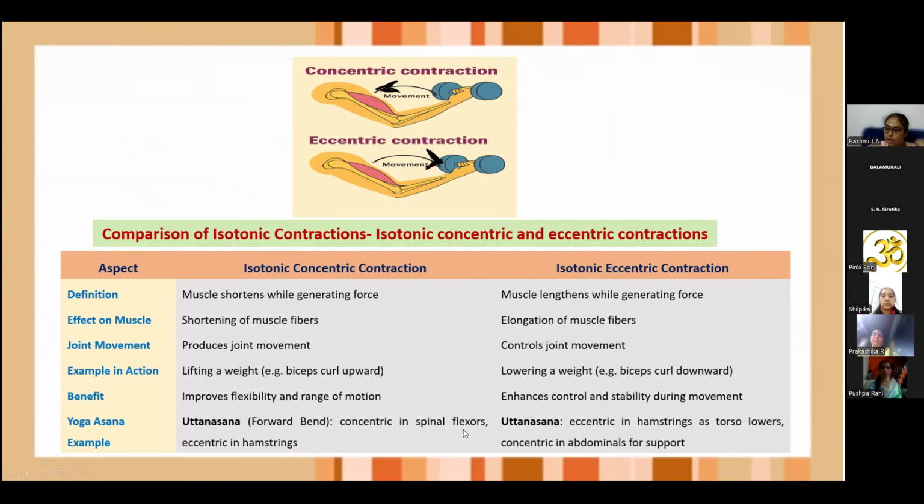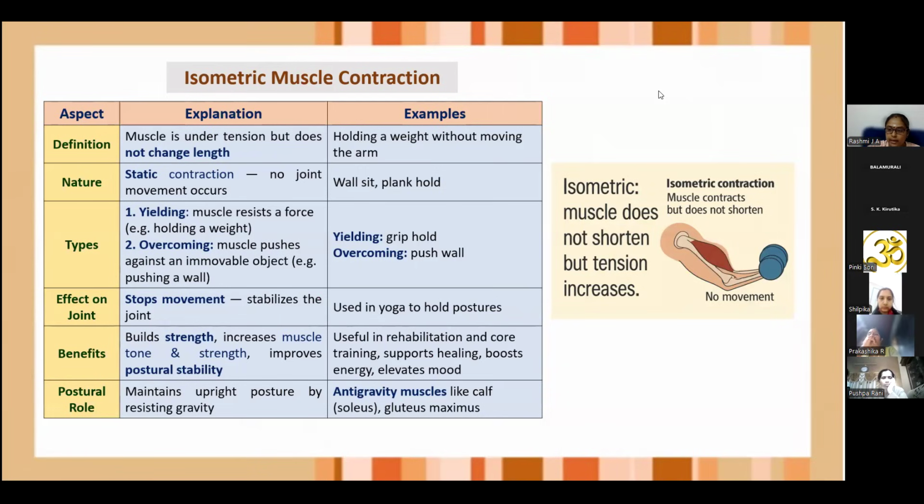spinal flexors in your vertebral region. The muscles will have concentric effect in the spinal flexors region and eccentric in hamstrings. It is in the leg. And then in eccentric, you see the same thing in hamstrings as dorsal lowers, and concentric in abdominal region. Then you have this isometric, where you are going to hold the weight in your arms. So there is no change in the muscle length.